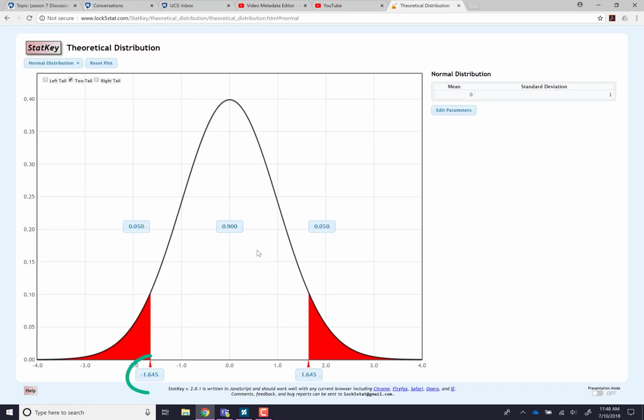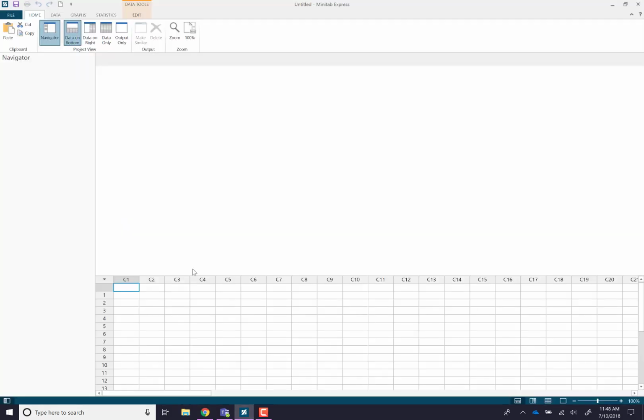Here, the Z values that separate the middle 90% from the outer 10% are plus and minus 1.645. I'll take you to MiniTab Express now to show you how you could also find that here.